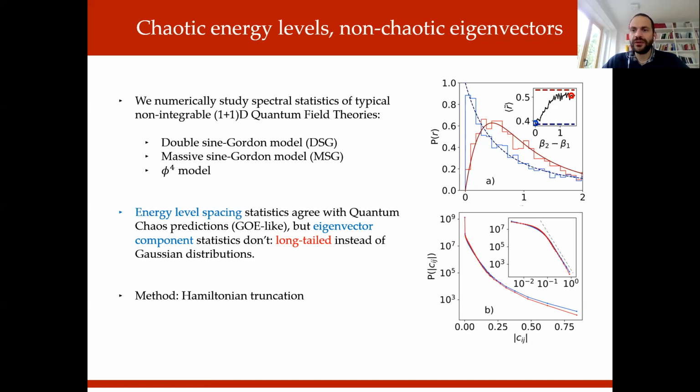But when we check for the same models the eigenvector component statistics, we see that these exhibit quite exotic and unexpected behavior, in that even when we are at the non-integrable point, so the red point in parameter space, the distribution is strongly non-Gaussian. So we would expect that if these models satisfy the predictions of quantum chaos, we would see a Gaussian distribution of eigenvector components, but instead we see these long tail distributions, which, if you check the log-log plot, look like they are algebraically decaying tails.